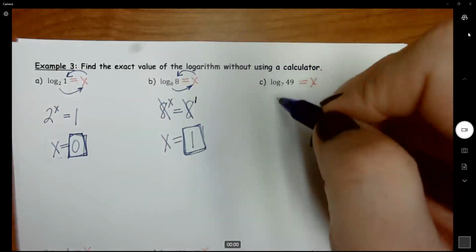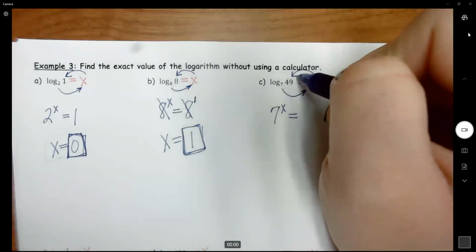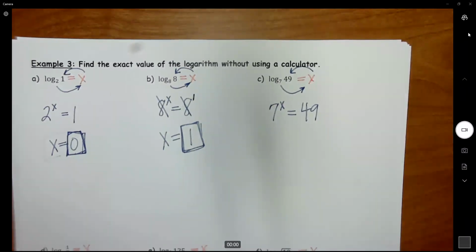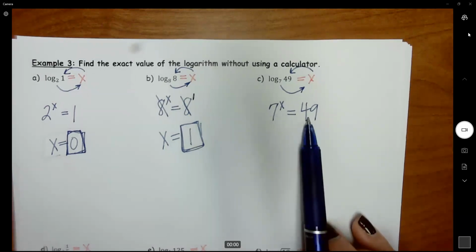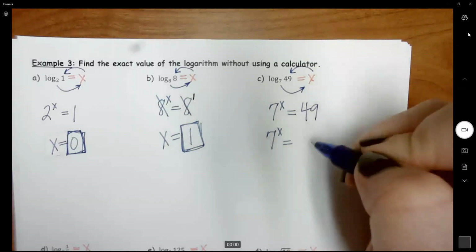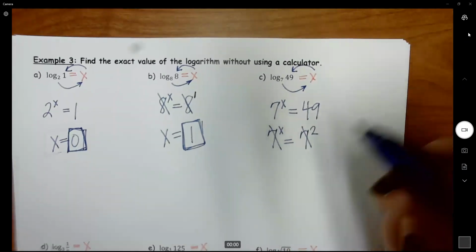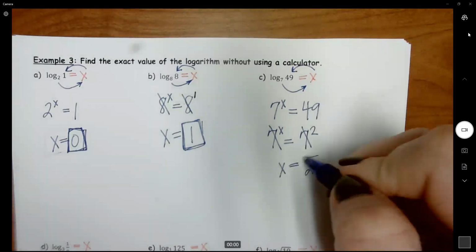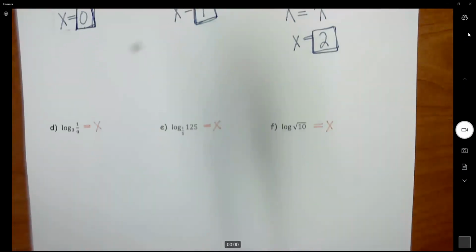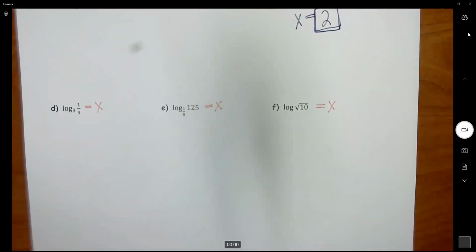Same thing here. Base to equals, so 7 to the x power, and that equals my big number of 49. This is another one you can technically think through, right? 7 to what power gives you 49? And that's 2, because 7 to the x power equals 7 squared. And when I cancel out my common base of 7, we get x equals 2. Okay, so I did all of that because we need that rule right here.